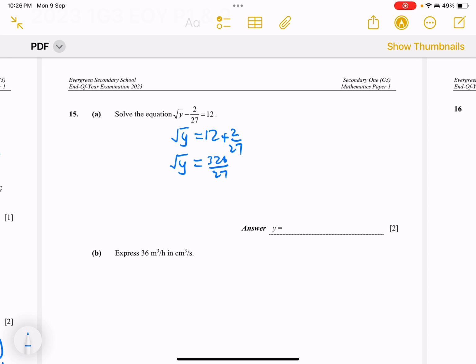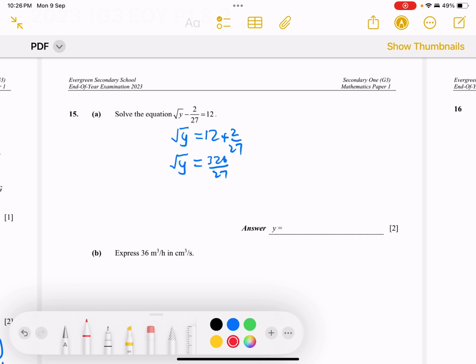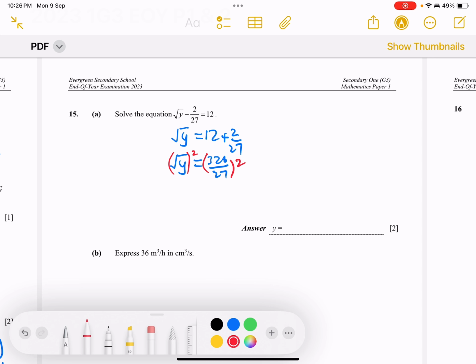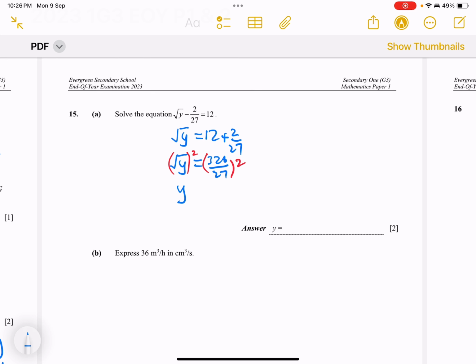And to get rid of the square root, we square. Squaring a square root will remove it. We have to do the same on both sides to maintain balance. So that will give us y equals 145 or 146. That is the answer to 3 significant figures. But actually in equations, you should give your answer as a fraction. Right?